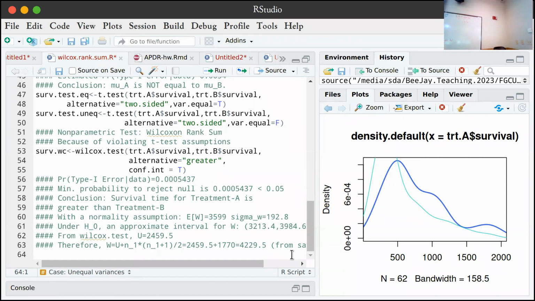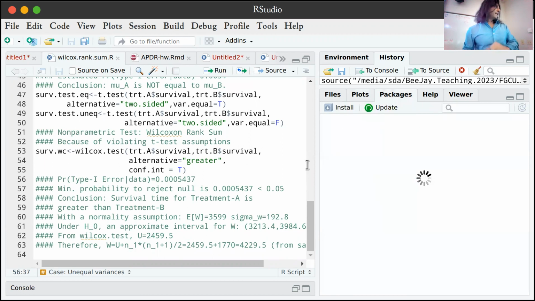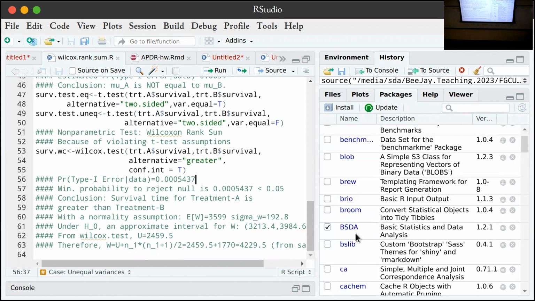Good. Okay, let's do one more example on this, and then we can move on to signed rank next time. So I am going to go back to my BSDA package.